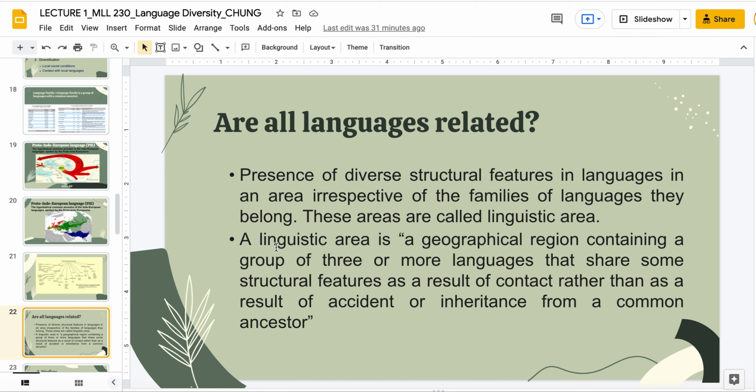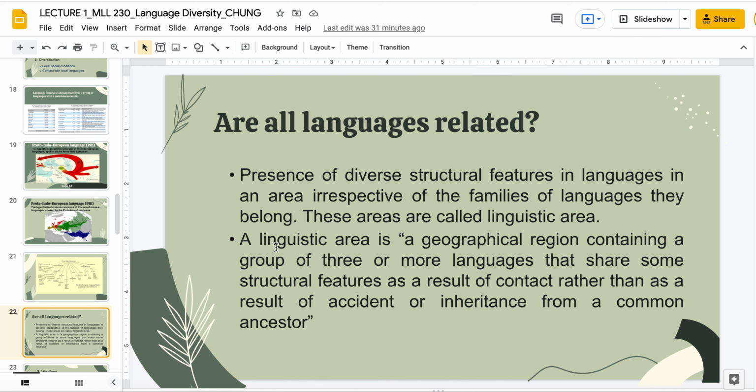So these areas are called a linguistic area. A linguistic area is a geographic region containing a group of 3 or more languages that share some structural features as a result of contact rather than a result of accident or inheritance from a common ancestor. So that means that sometimes, related back to the origins of language, sometimes the languages started out being related, right?